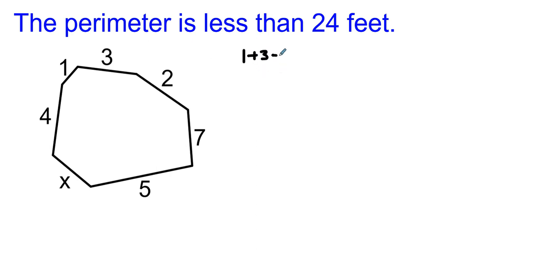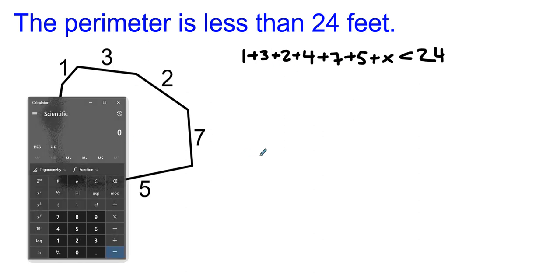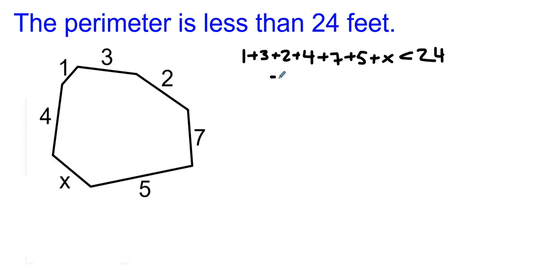1, 3, 2, 4, 7, 5, 4, 7, 5. Doesn't matter what order I add them in. When I add them, I'll get the same result. And then I also have an x. And that's the perimeter when you add all of them up. And it says the perimeter is less than 24, so it's less than 24. So let's combine all these like terms together. So all of the numbers, I've got 1 plus 3 plus 2 plus 4 plus 7. Plus 5. So that's 22 plus x is less than 24.